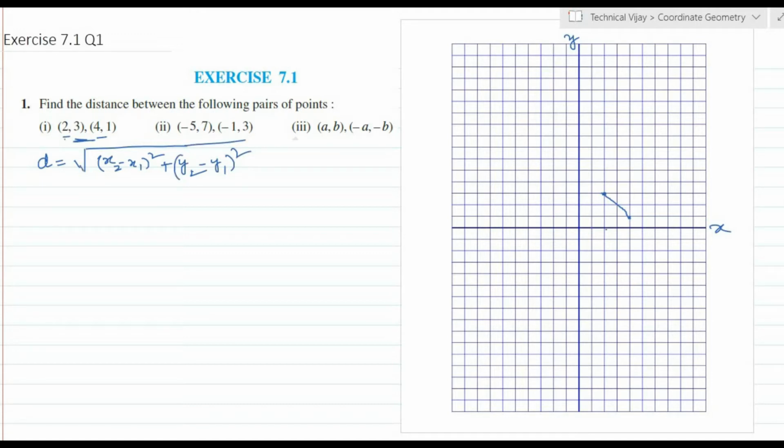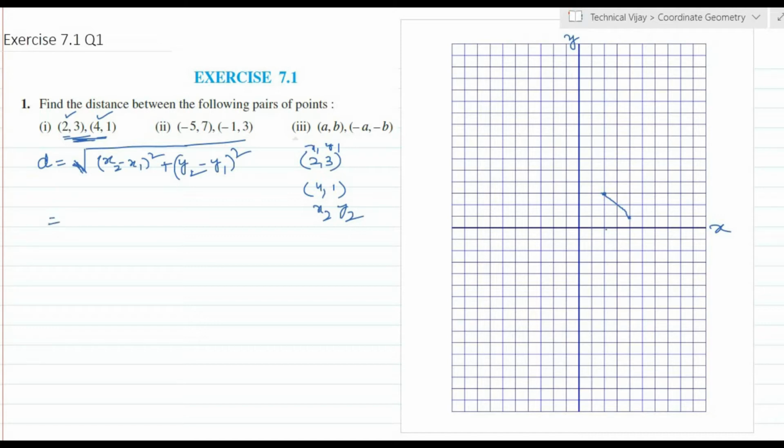So what is x1 and what is x2? You can consider anything: (2, 3) as x1, y1 and (4, 1) as x2, y2, or the other way around. Anyway it is the same, because 2 minus 3 is minus 1 and 3 minus 2 is 1, but minus 1 or plus 1 doesn't matter because it is squared, and a minus becomes plus. Hence there is no restriction on which one you take as x1, y1 and which as x2, y2. Now we will solve this one.